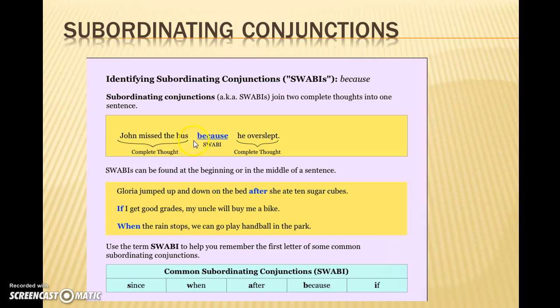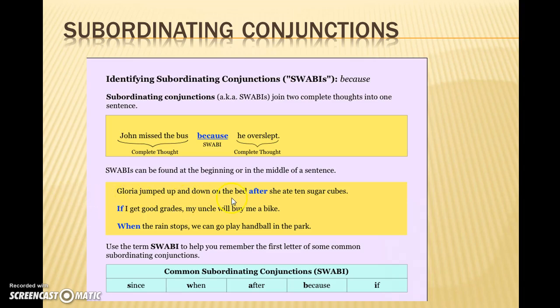Now, if we took that away and all we had was because he overslept, that would be an incomplete thought as an entire clause, because he overslept. That would be a dependent clause, or as some would call it, a subordinating clause. So these can be found at the beginning or middle of the sentences.